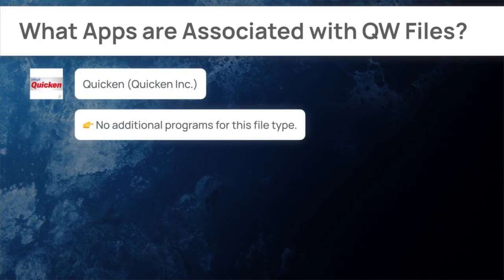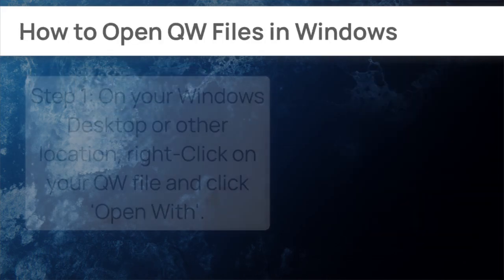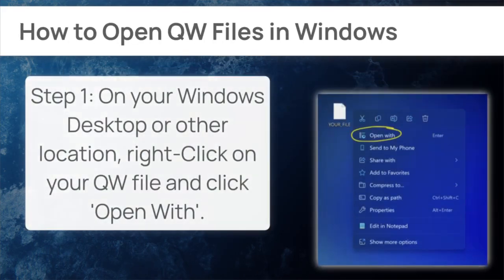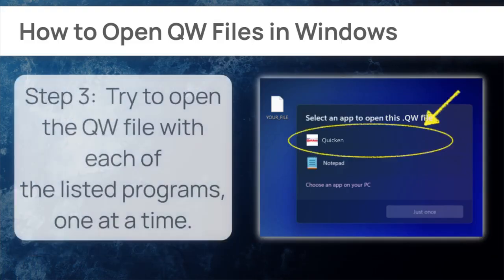Proper interaction and modification must be done through a dedicated utility for stability. Windows typically exposes only metadata, so proper reading relies on the software built for that data type. To guarantee the file opens, right-click your QW file and select Open With. Check for Quicken first. If it is absent, select another program. A systematic check of installed tools is vital.